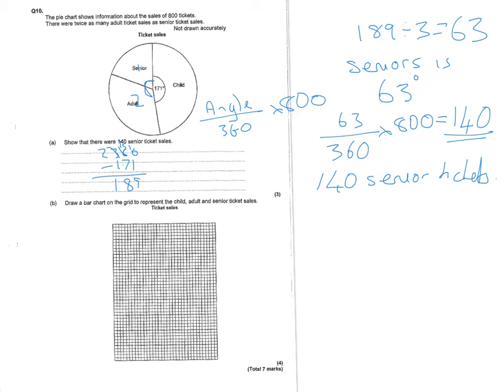Draw a bar chart to represent child, adult and senior tickets. So we've got 140 senior, double that is 280 adult, and then what's left, so 800 minus 420, 380 child.